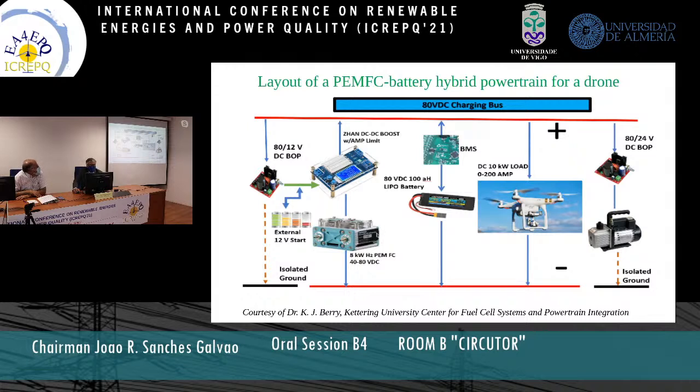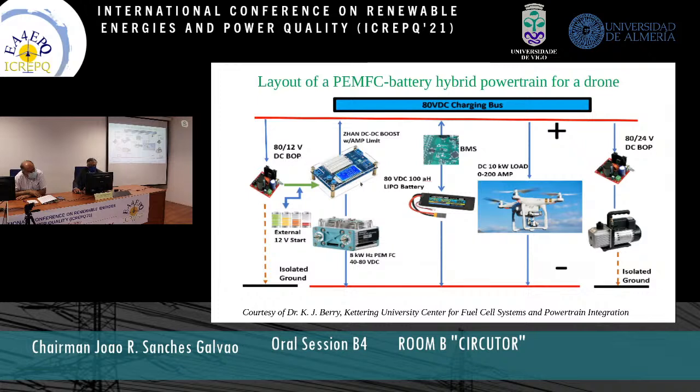The layout of a PEM fuel cell battery hybrid power range for a drone is shown here, where the voltage is 80 volts DC, and this represents an 8 kilowatt hydrogen PEM fuel cell. Of course, we need an external 12 volt battery, as an example, just to start the fuel cell. In this picture, there is a DC to DC boost for the voltage to get to 80 volts, and BOP stands for balance of plant.